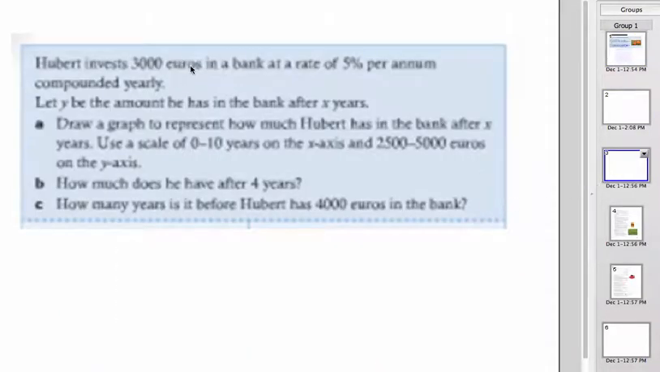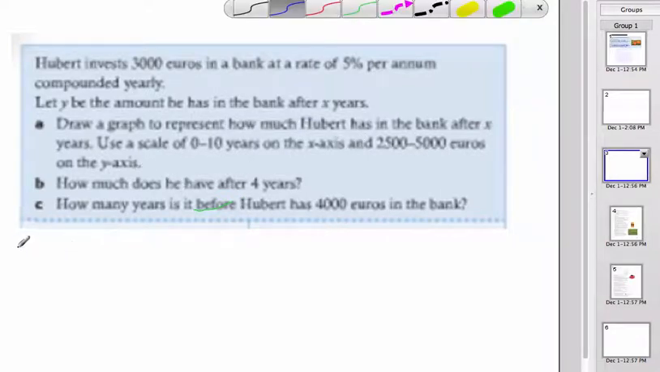Hubert invests 3,000 euros in the bank at 5% per annum, compounded yearly. Let Y be the amount he has in the bank after X years. Draw a graph to represent how much Hubert has in the bank after X years. Use a scale 0 to 10 years on the X-axis.